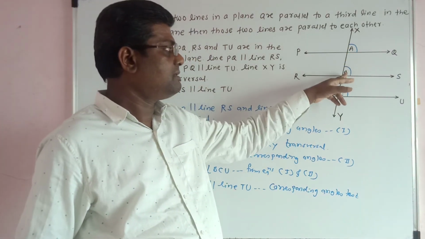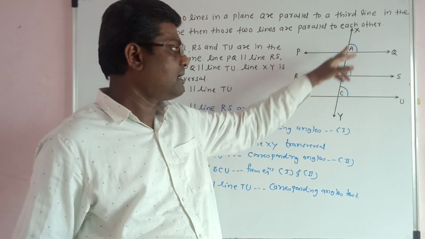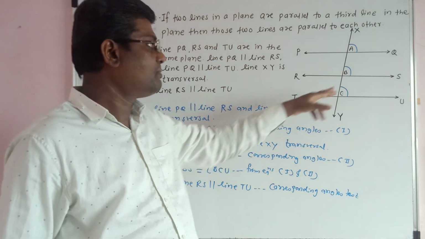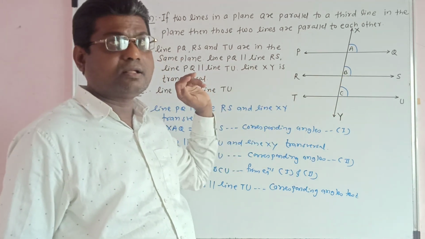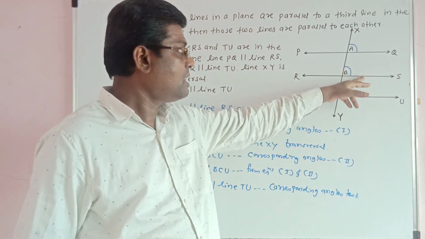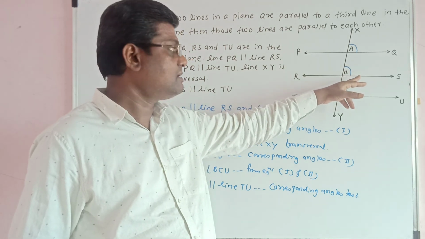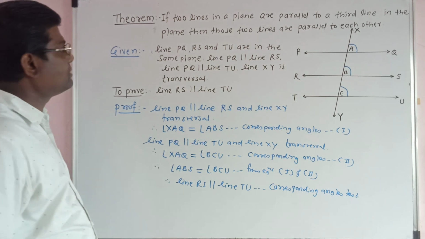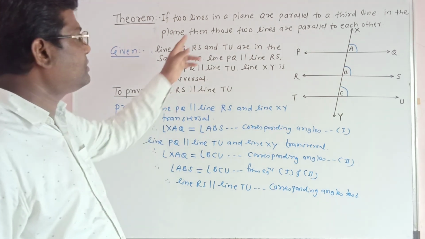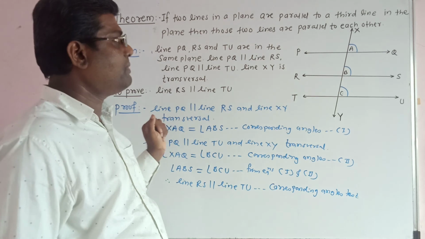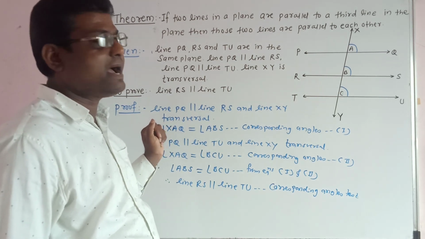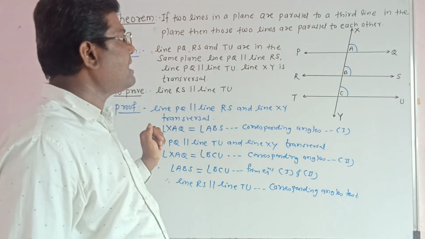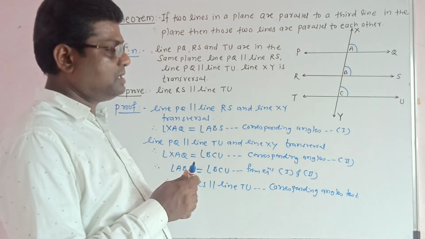This angle and this angle are congruent, and this angle and this angle are congruent. Therefore these two angles are congruent, but these two angles are corresponding angles. Therefore, according to the corresponding angles test, line RS is parallel to line TU. Thus, if two lines in a plane are parallel to a third line in the plane, then those two lines are parallel to each other.